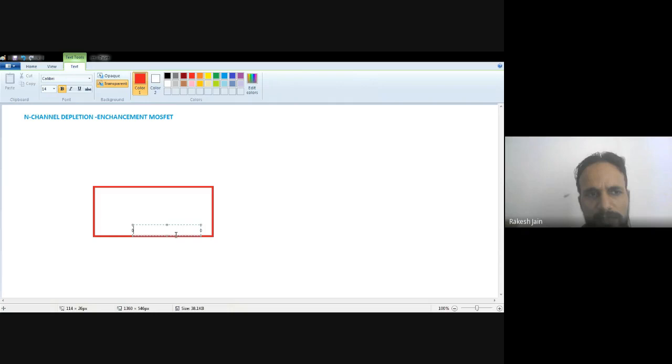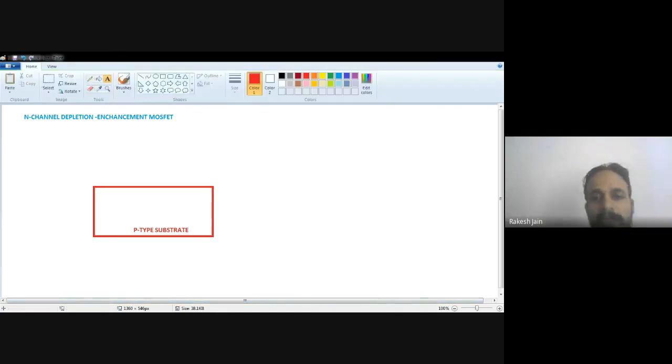If it is a p-channel depletion enhancement MOSFET, then you should go for an n-type substrate. So here I use a p-type substrate. The substrate is a base. A p-type substrate, on which two heavily doped n regions will be diffused.